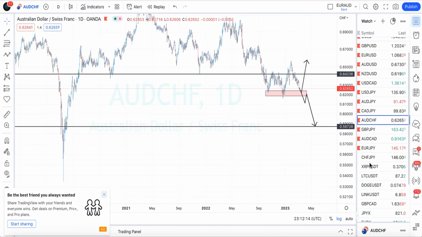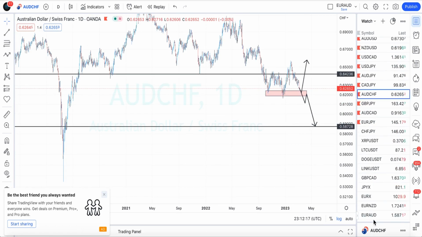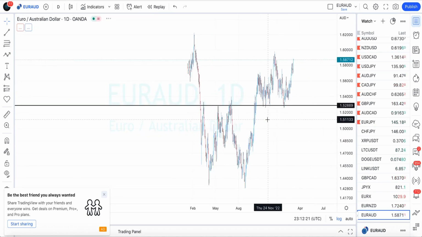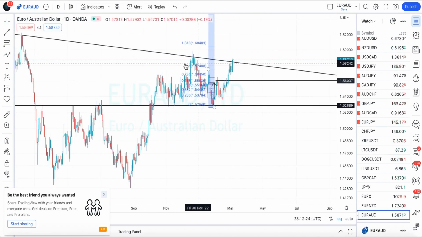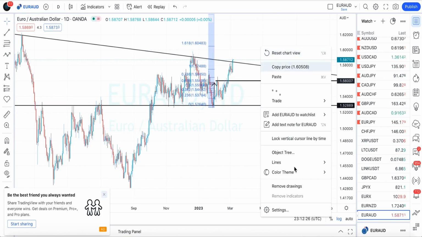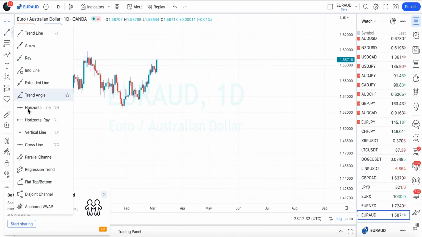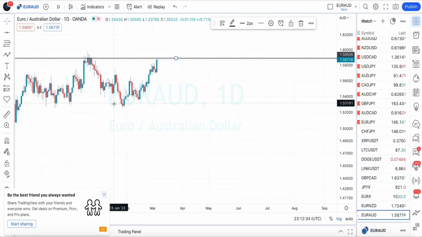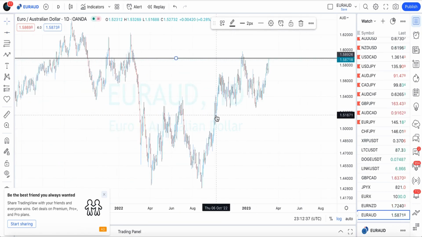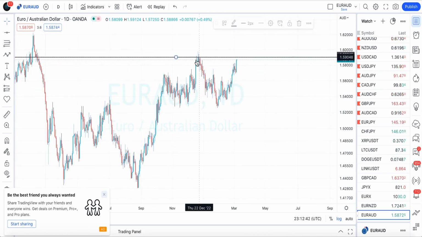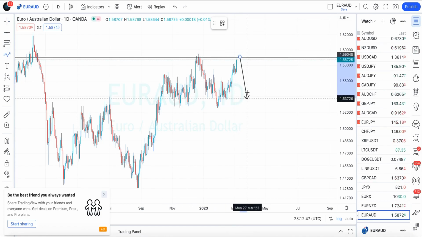So we have Euro AUD too. Euro AUD, as you can see, is telling us that this thing is weaker, so let's just remove this drawing. Here too we are approaching what we call the resistance level at this particular area. If we see the higher than expected result, then we should see a bounce, a rejection from this level to the downside.